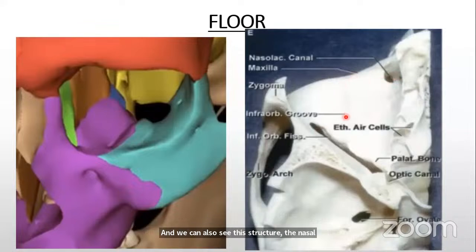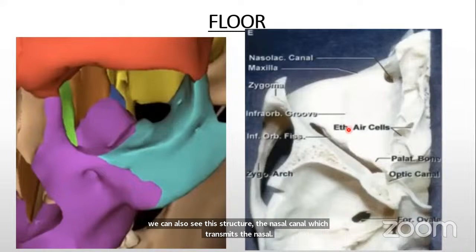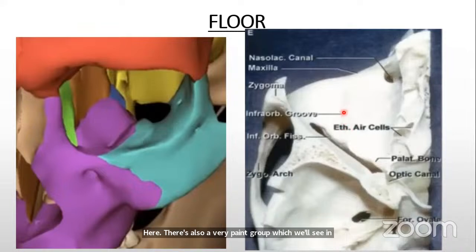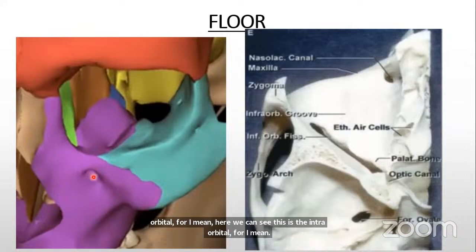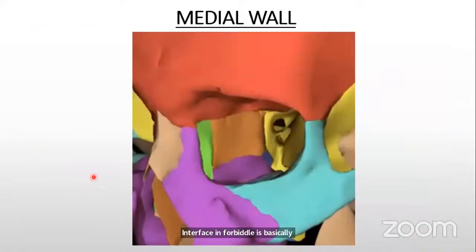Here, there is also a very faint groove, which we'll see in the subsequent slides, but we can appreciate a slight subtle groove, which is the infraorbital groove. This groove allows the passage of the infraorbital nerve, which opens into the infraorbital foramen. Here we can see the infraorbital foramen in the face. The infraorbital nerve is basically the continuation of the maxillary division of the trigeminal nerve.